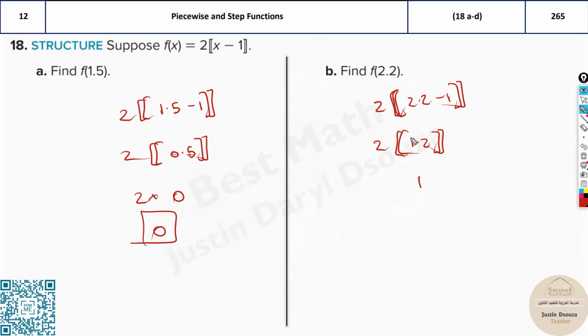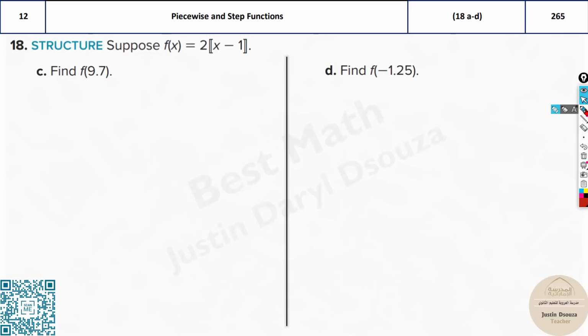It is 1 because before the decimal point we have 1 and it's positive. So 2 times 1 is 2. So the answer is 2 here. So that is how we solve these numbers. Now again, we have the same equation. We can just do it quickly here.